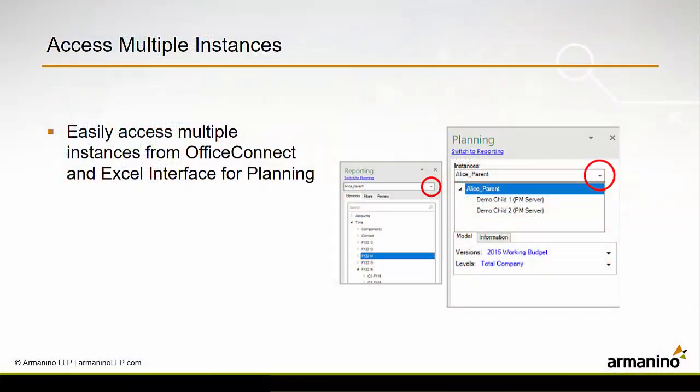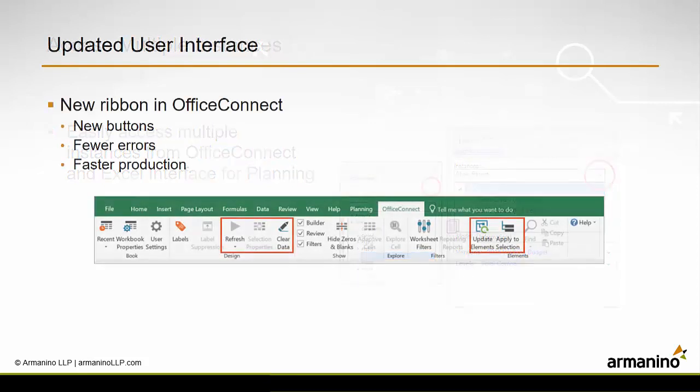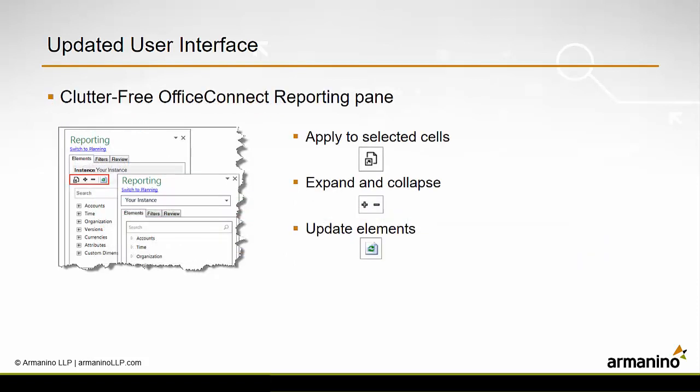Clients can now access multiple instances without having to log out and log back in using separate login credentials. All available instances are listed in a drop-down menu in the reporting and planning panes. Within OfficeConnect, Adaptive has made a couple user interface enhancements. First, they updated the OfficeConnect ribbon with buttons for commonly used actions. Secondly, they decluttered the reporting pane to reduce common errors.